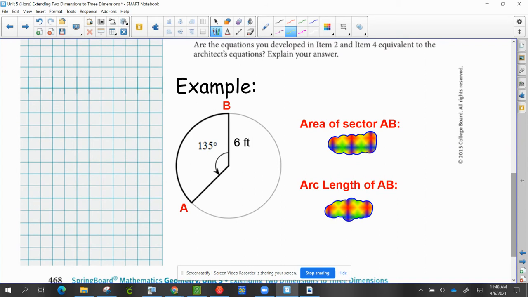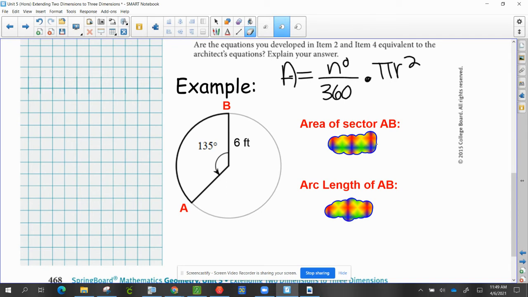But if we have this sector, AB, so it's this bolded area here. Can you find the area of that sector for me? So remember, your area formula is your central angle over 360 times our area formula for a circle, pi r squared. So it looks like your central angle there is 135. Your radius is 6. Can you find the area of that sector?